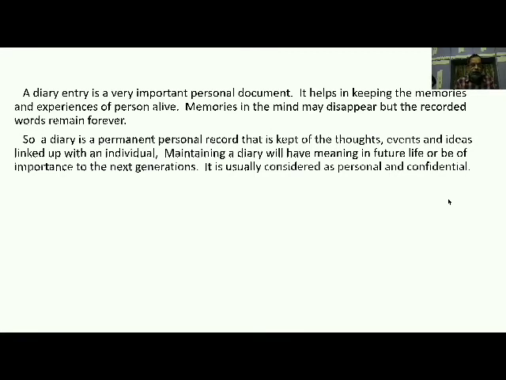In a broad way, let us see what is a diary entry. A diary entry is a very important personal document. It helps in keeping the memories and experiences of a person alive. Memories in the mind may disappear, but the recorded words remain forever. So, a diary is a permanent personal record that is kept of the thoughts, events, and ideas linked up with an individual. Maintaining a diary will have meaning in future life or be of importance to the next generations. It is usually considered personal and confidential.